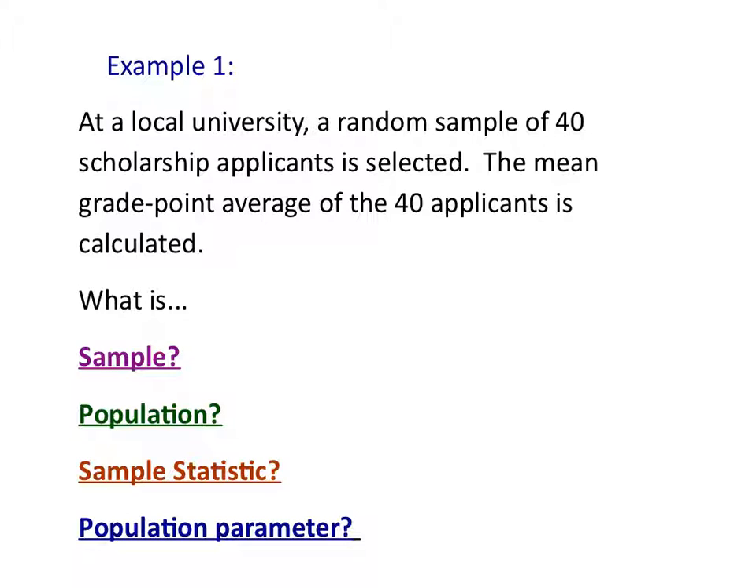At a local university, a random sample of 40 scholarship applicants is selected. The mean grade point average of the 40 applicants is calculated. What is the sample, population, sample statistic, and population parameter? Well, the sample here that is being selected to figure out the average grade point average would be the 40 scholarship applicants.